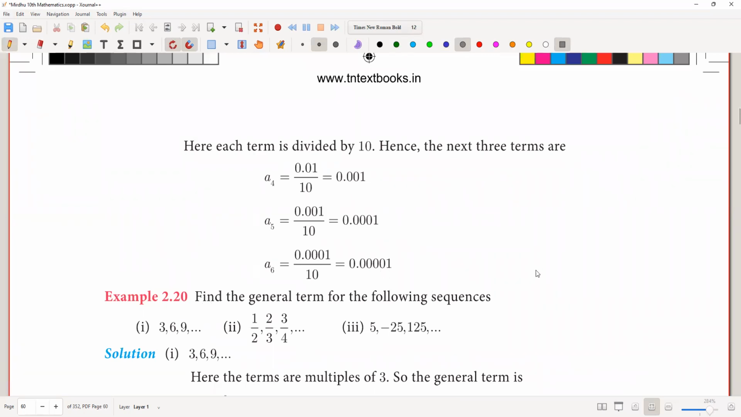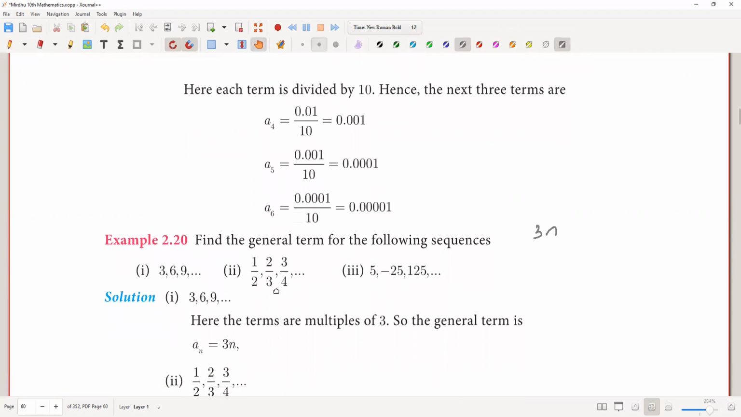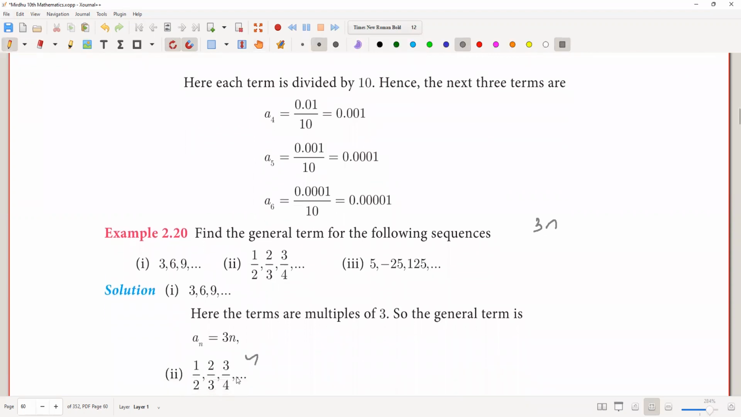3, 6, 9. Multiple of 3. Yeah, 3, 6, 9, 12, 3n. That's it. What about the second one? 1 by 2, 2 by 3, 3 by 4.